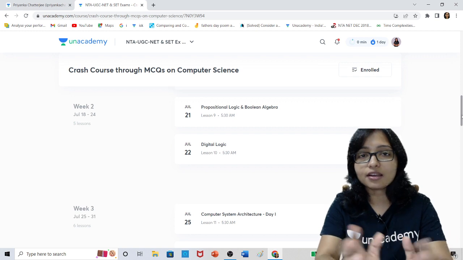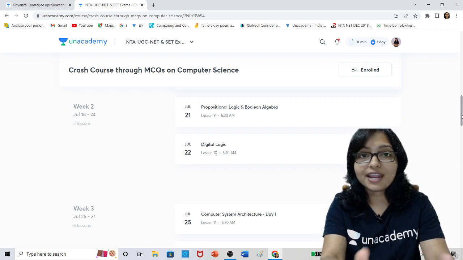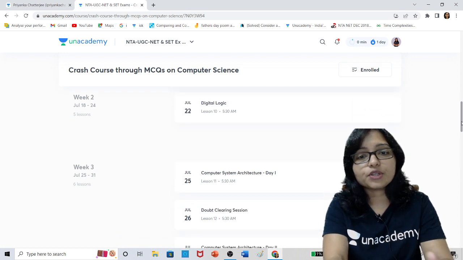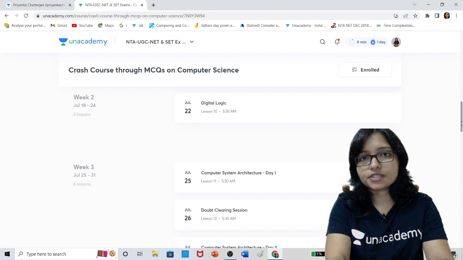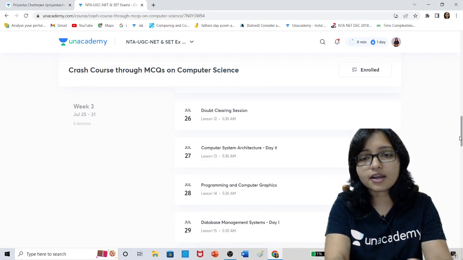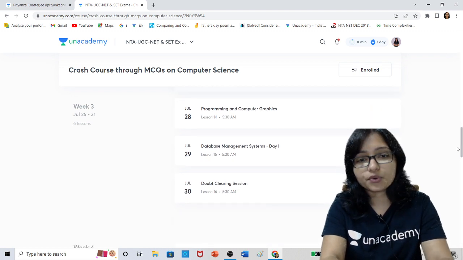So together you can get 5 marks here. 5 questions means near about 10 marks you can get here by mind mapping. Next we will do the other part of digital logic, then computer architecture, and again the doubt clearing session for computer architecture.